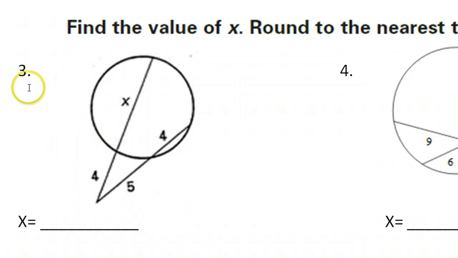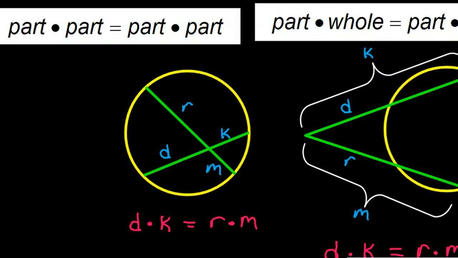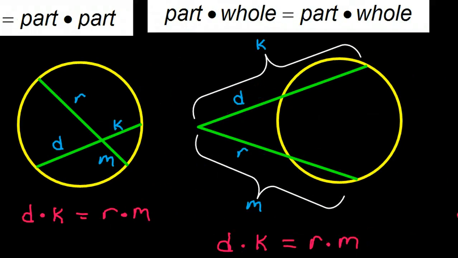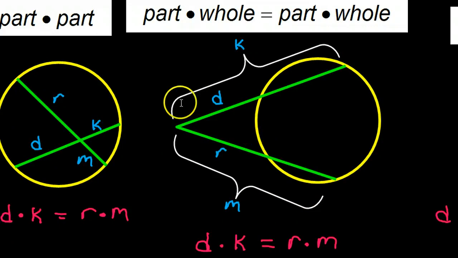Alright, number 3, trying to find the value of x. This type of problem depends on determining which formula we're going to use. And we learned about things like this, where we want to work with segments and the circle. So in a case like this, part times part equals part times part, like R times M equals D times K. But if it's coming outside of the circle like this, then we learned that part times whole is equal to part times whole. And when I say part times whole, the part is always the outer part.